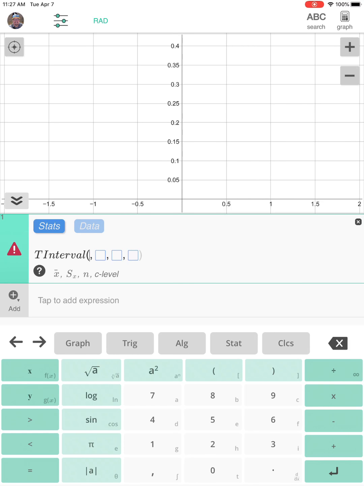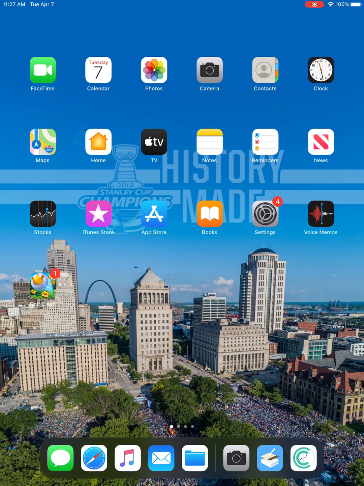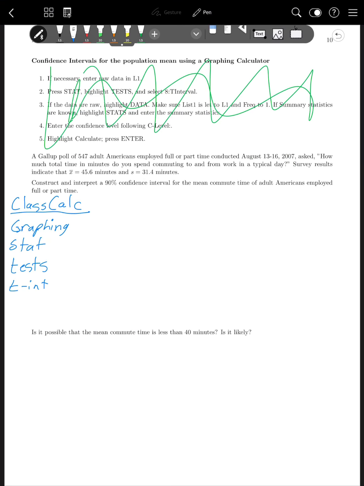If you do data, you have to put in all your data values. You could use this for stuff we're going to do later, but you have to type in all the data values. I'm going to show you how to do it with ClassCalc, which I think is the easiest way to do it on your calculator because it allows you to just copy the data into the ClassCalc app. But when you have stats, this is a quick way to do it. I would use the app to do ones where you know the mean and standard deviation.